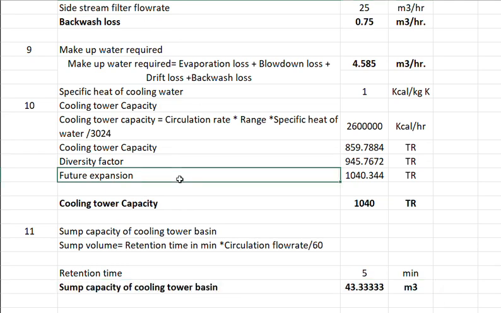This is the basic calculation related to cooling towers. Hope you got the idea of how to perform these calculations, and that it is simple and clear enough so you can perform this calculation on your own using a simple Excel file.